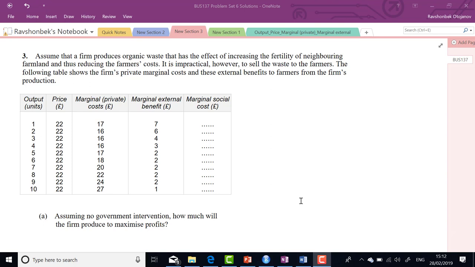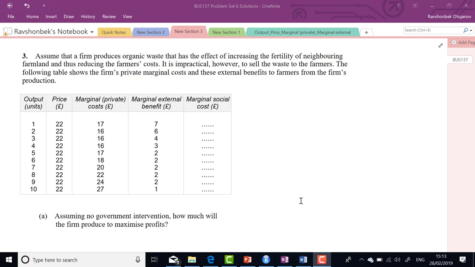Okay, output, 10 units and at a price of 22. Marginal private costs are given. So marginal private cost means just marginal cost at the moment. It's a private cost. Marginal external benefit is that benefit that we're talking about. You notice that this is decreasing as we produce more output. The benefit is not as much as we produce more. But when we produce less, the benefit is higher.